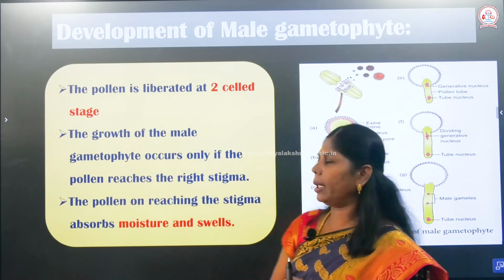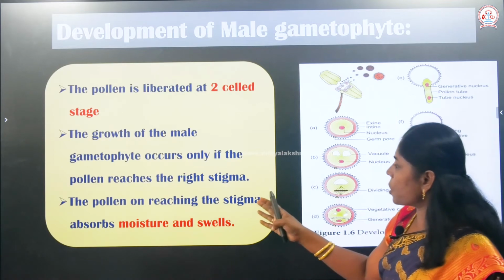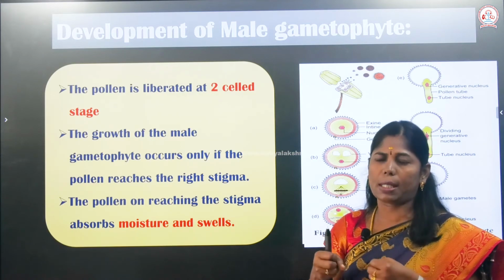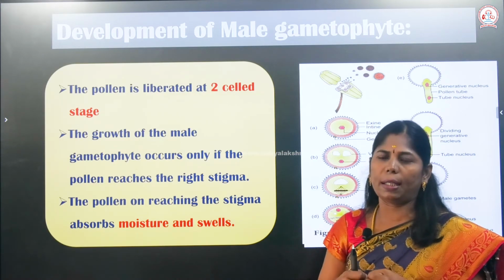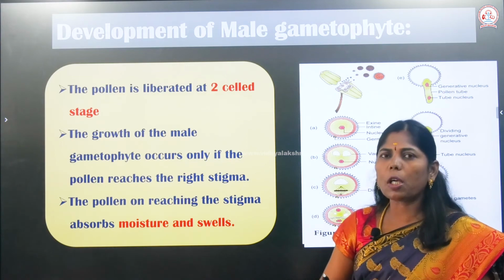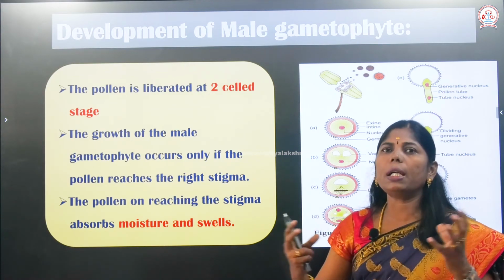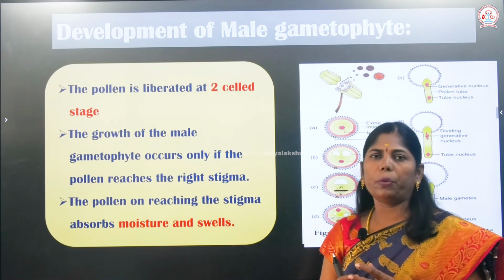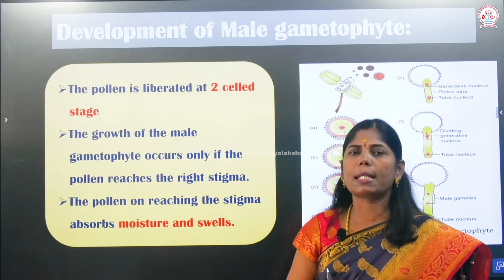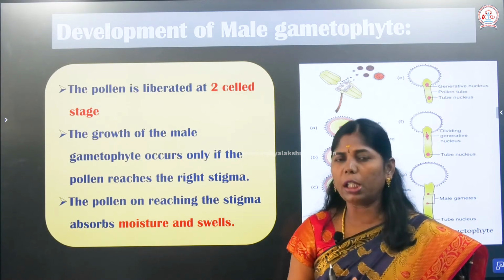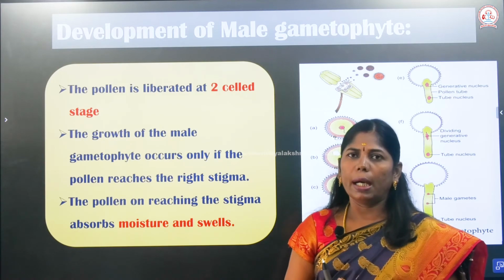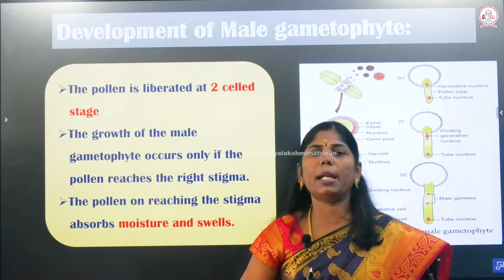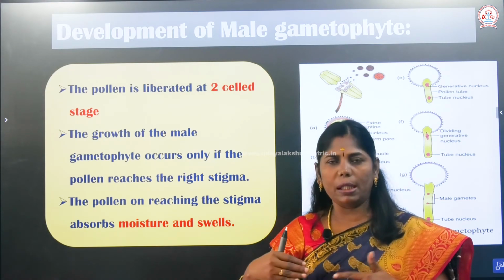In the male gametophyte, when the pollen grains reach the stigma, they absorb moisture and salts. There is a wet fluid present, and they absorb the fluid and enlarge in size. They germinate to form a pollen tube. When the pollen tube forms, the generative cell undergoes mitotic division to form two male gametes. Before reaching the embryo sac, the two male gametes must have formed. Only then will they fertilize the egg.